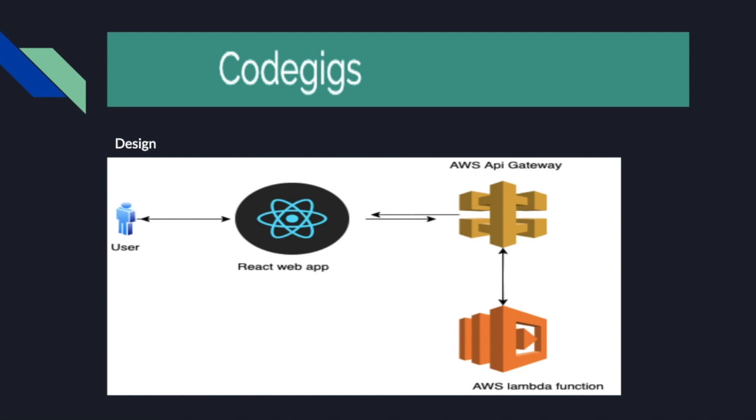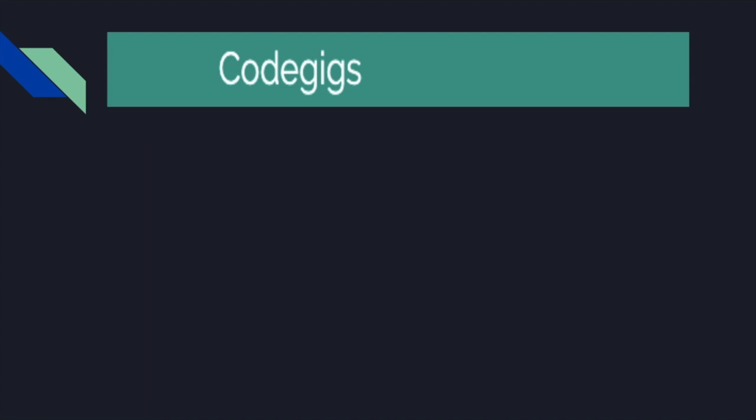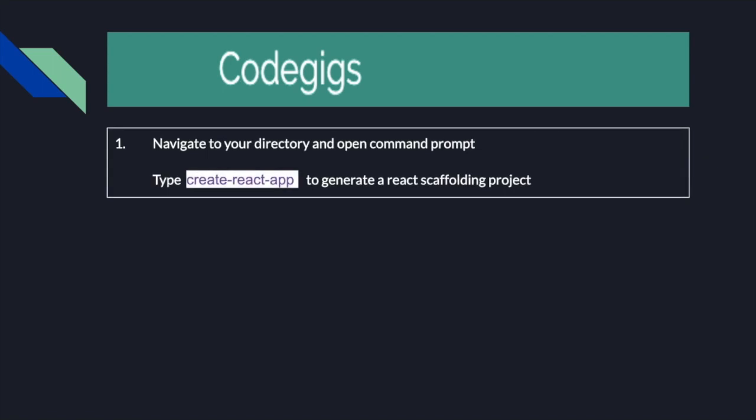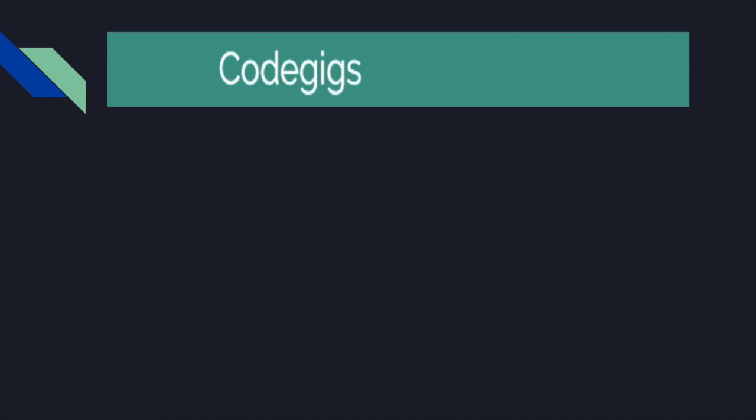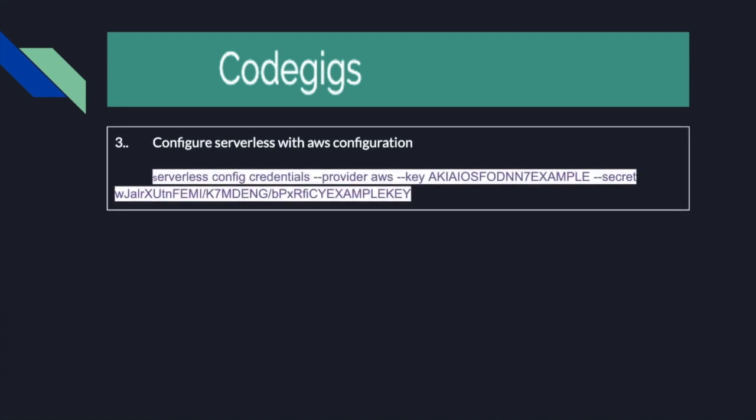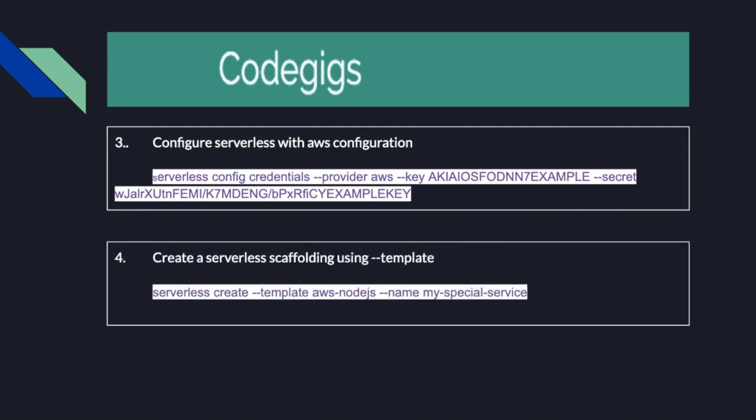So let's talk about the different tools that we are going to need here. The first thing would be to use the create react app. And the second thing would be to install serverless in our local machine, followed by configuring the serverless with serverless config commands, and then creating a service in our current directory using the serverless create command.